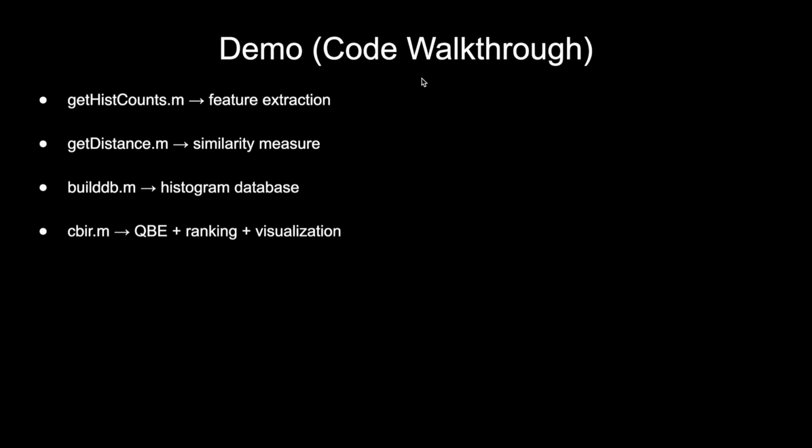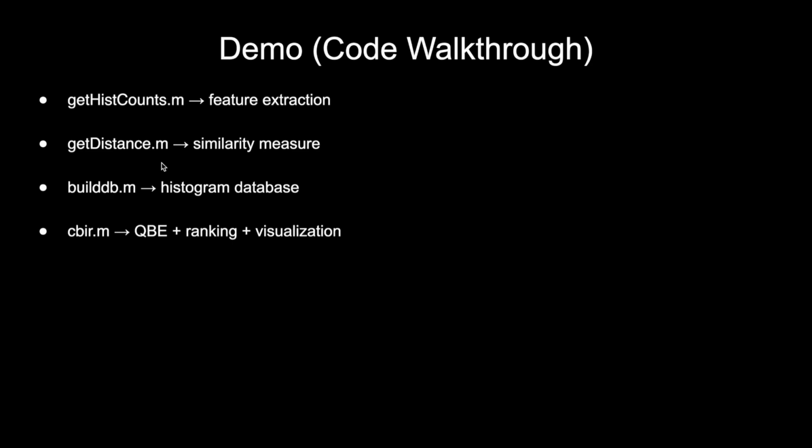So this is the demo code walkthrough. So firstly, getHistCounts.m. So this is for the feature extraction. So this extracts histogram counts from images and converts the raw data into numerical features for the comparison.